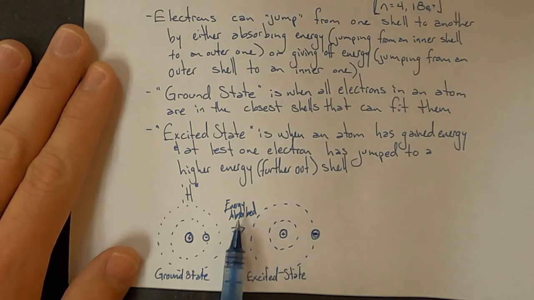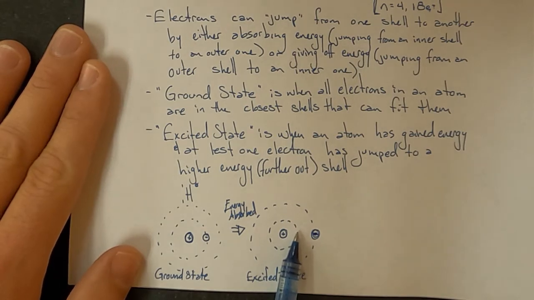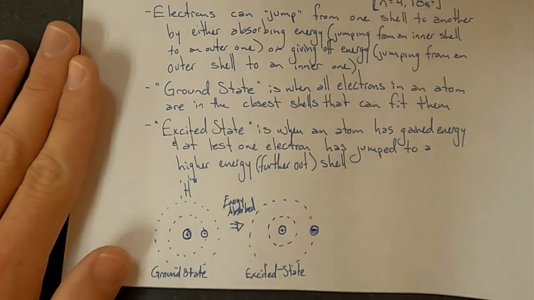And since it needed to absorb energy to jump out to here, if it were to fall back in and go back to ground state, it would emit energy as a color of light.